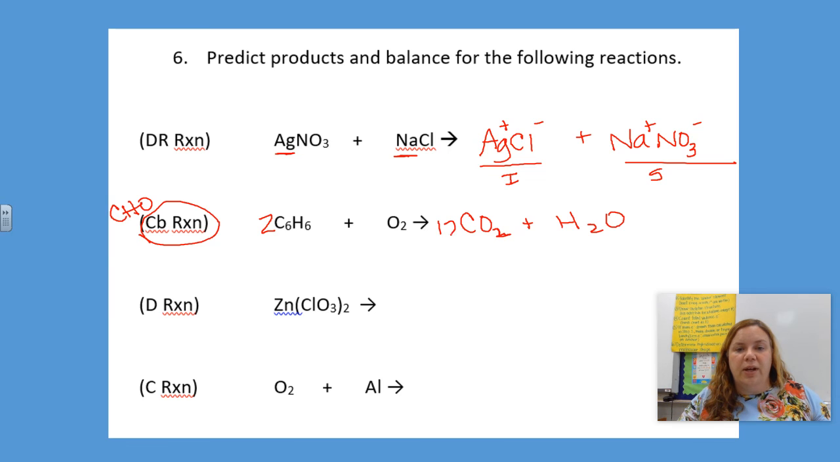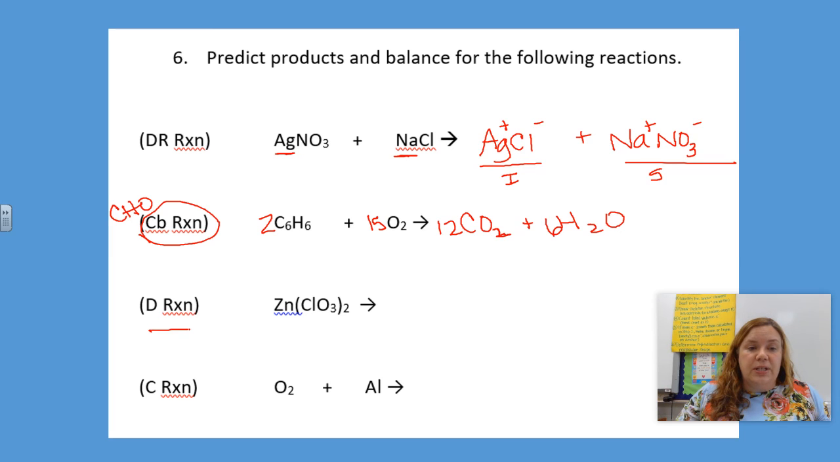So now I have 12 carbons. Then I do my hydrogens. I have 12 hydrogens. And now I have 12 times 2 is 24, plus 6 is 30. I have 30 oxygens, so I need to put 15 here because that's half of 30.